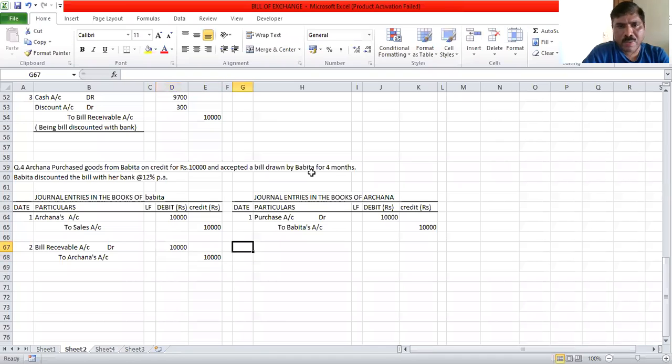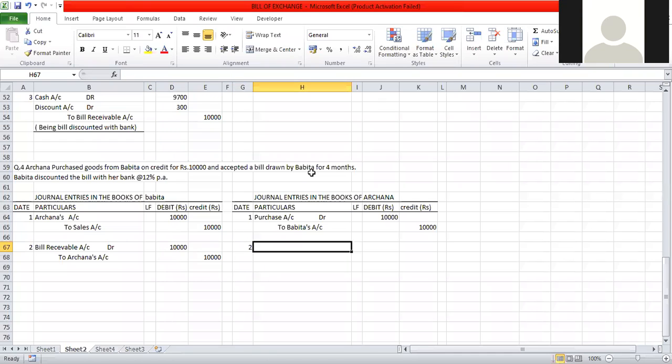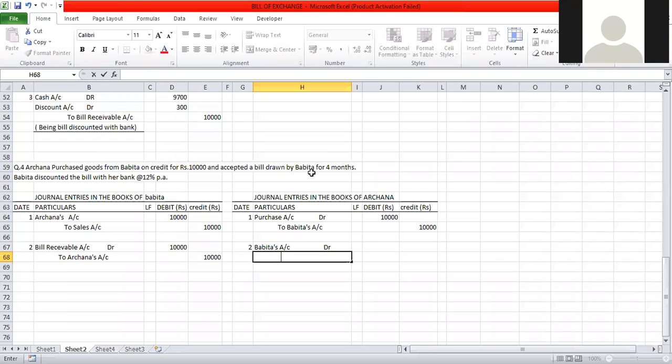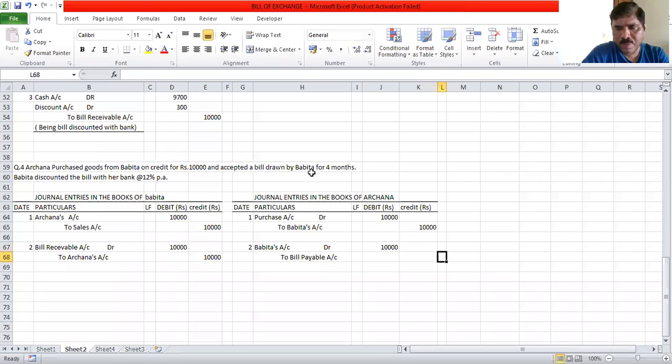In the books of the drawee, what entry should I pass? Babita's account debit to bills payable account. Why is Babita debited? Archana has given the bill to whom? Babita. Babita is the receiver, and the receiver should be debited. Therefore Babita's account should be debited, 10,000 rupees, being bill accepted. That narration I will copy-paste later.